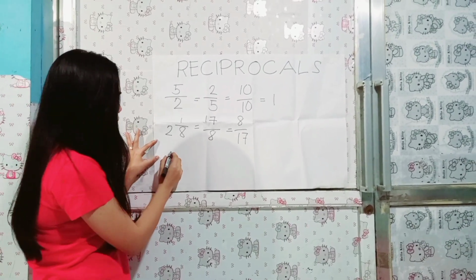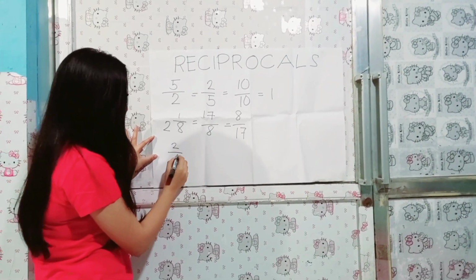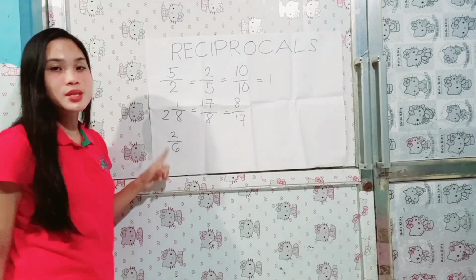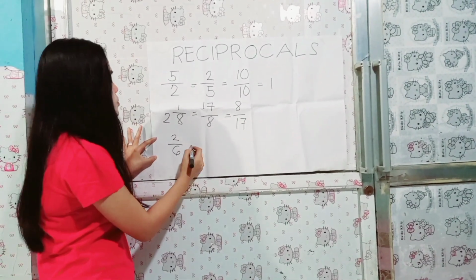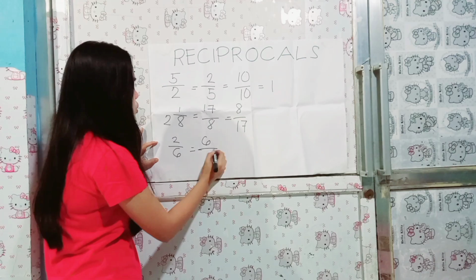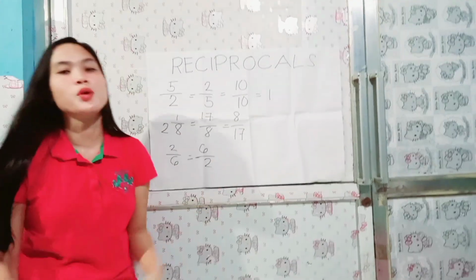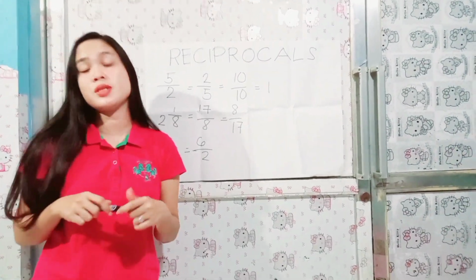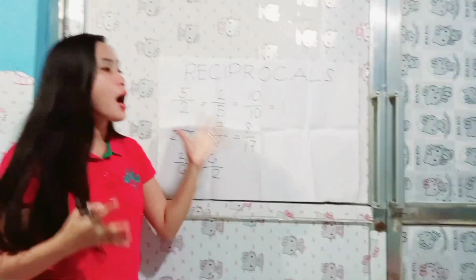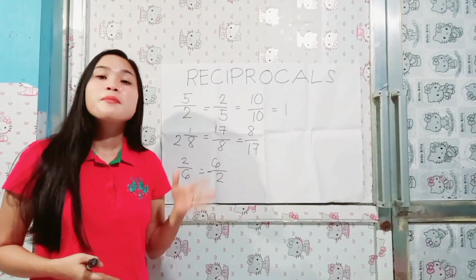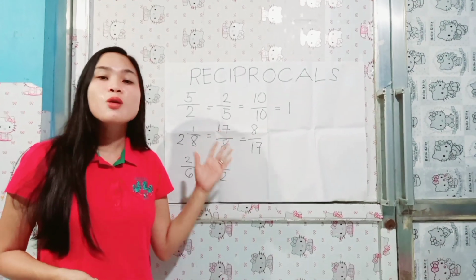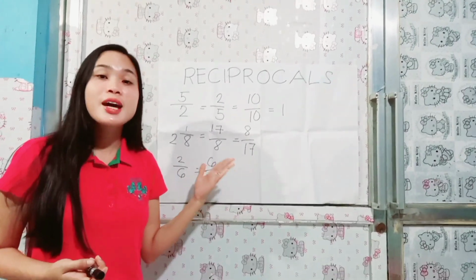Another example we have is 2 over 6. The reciprocal of 2 over 6 is 6 over 2. So why do we need to study reciprocals? We need to study how to form the reciprocal of a fraction because it is needed in dividing fractions.